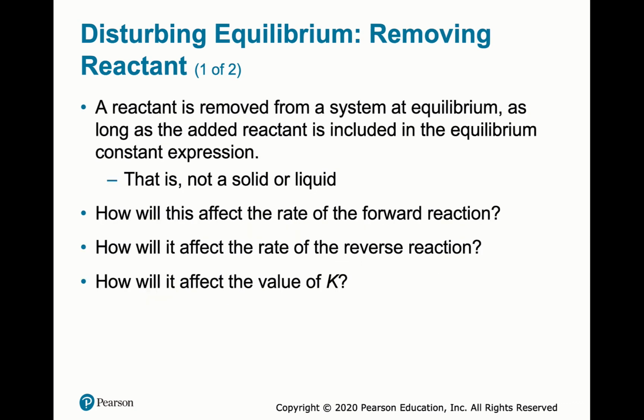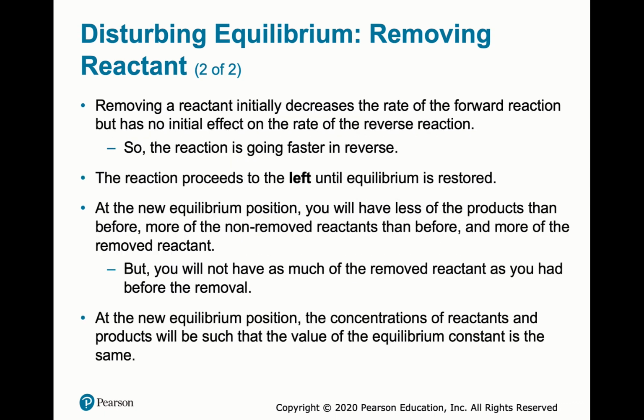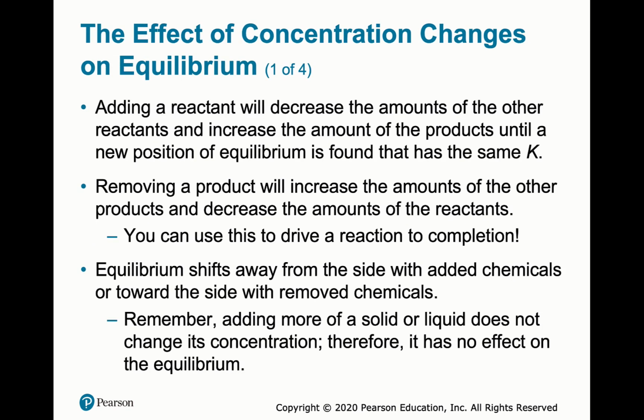So removing a reactant is what's going to happen. The value of K still does not change. You shift left towards the reactant. So removing reactant means the system wants to make more. So the equilibrium shifts left to generate more of that which you've taken away.